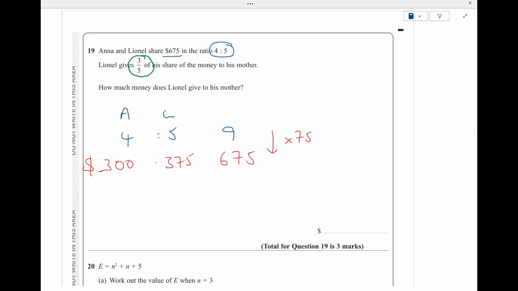Lionel gives 3/5 of his share to his mother. How much does he give to his mother? 3/5 of means times Lionel's share, which is 375. So I've got to do 3/5, which I can do on my calculator, times 375. $225. That's what Lionel gives to his mother.